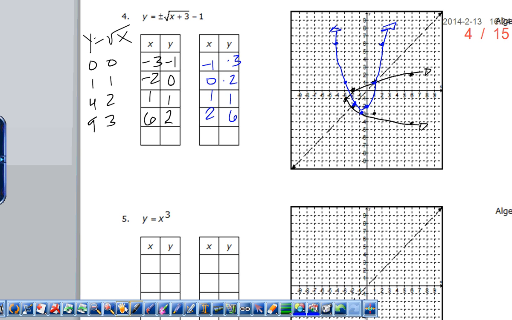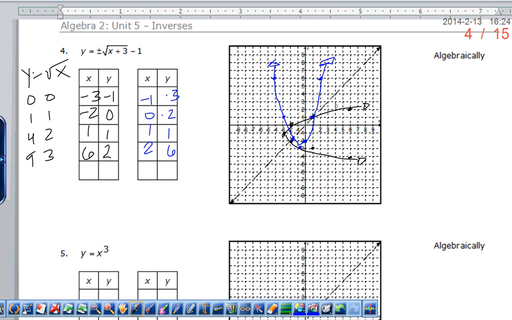Okay. Now algebraically, it kind of works the same way. First switch x and y. Get y plus 3 minus 1. First thing I'm doing, I got to get y by itself. This minus 1 is impeding that. So x plus 1.